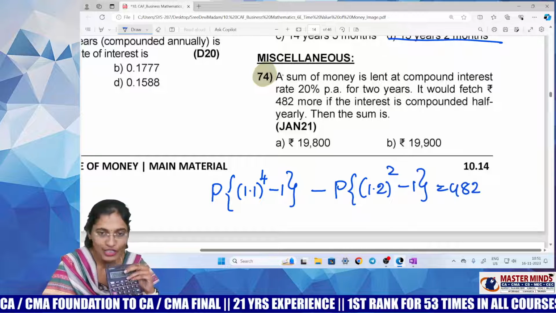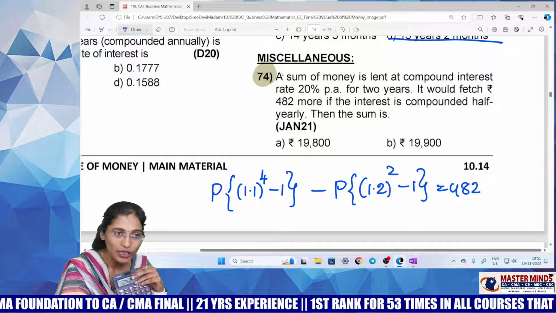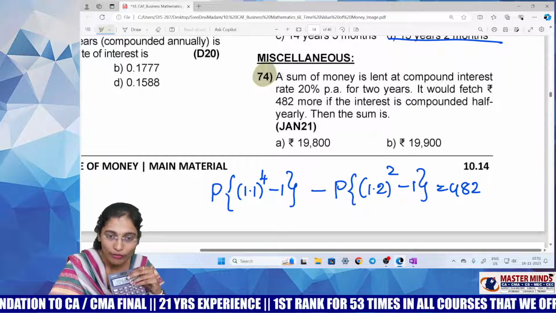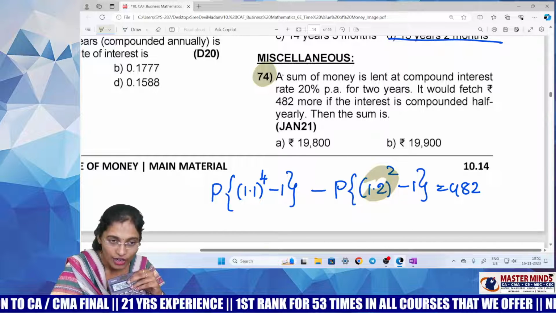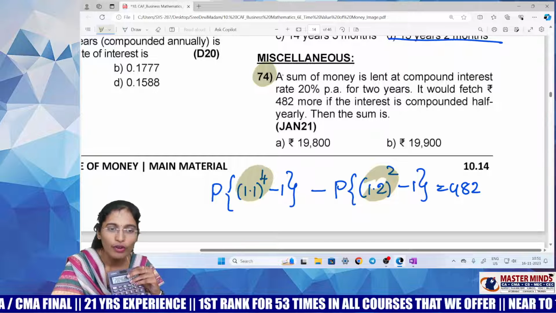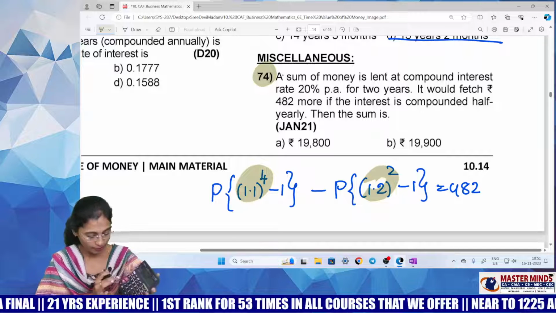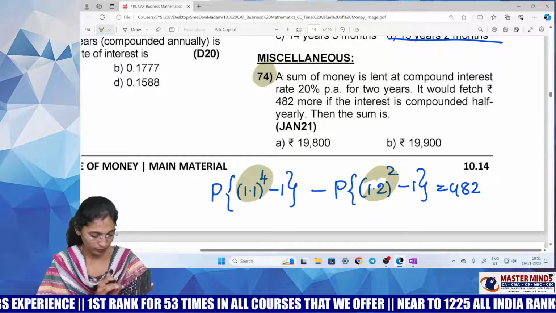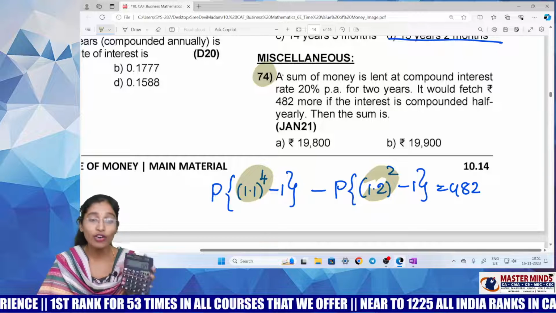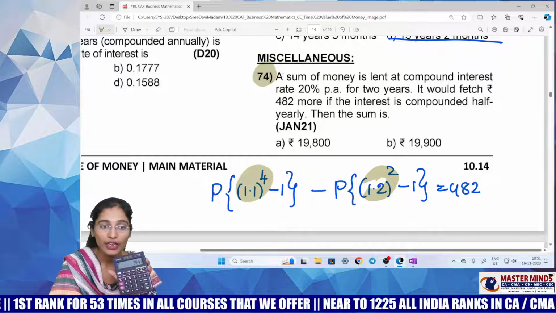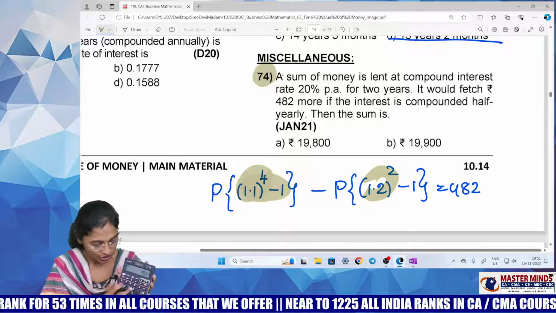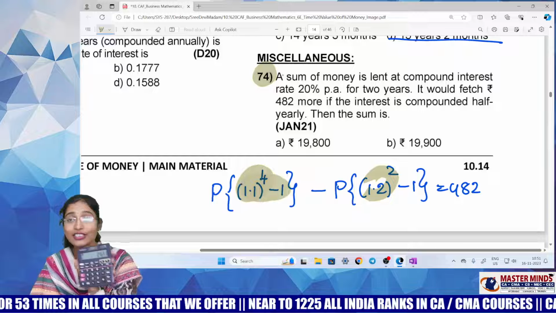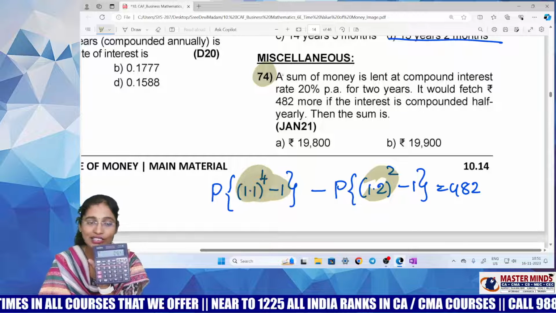Now I need the P value in a single step. Guys, listen to me. First of all, perform 1.1 whole power 4. I got 1.4641. Next, perform minus 1. How much? 0.4641.